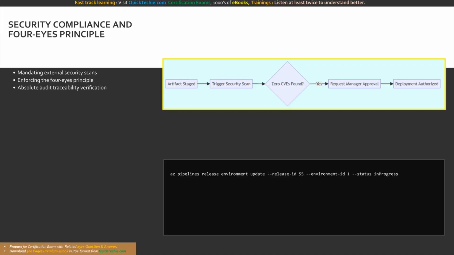The high-security deployment model. The artifact triggers an automated CVE scan. If perfectly clean, the system enforces the Four Eyes principle by requesting an explicit managerial approval before authorization.